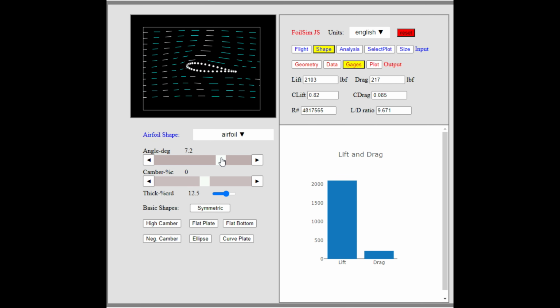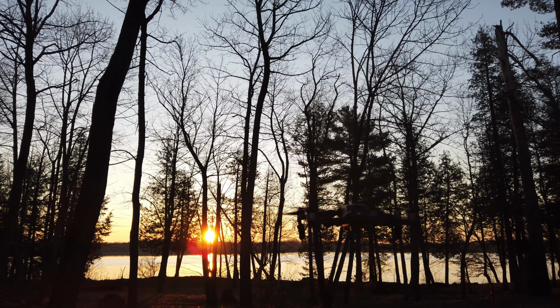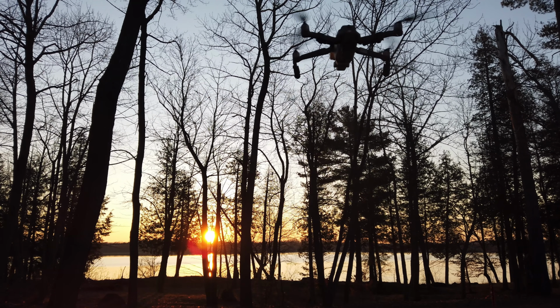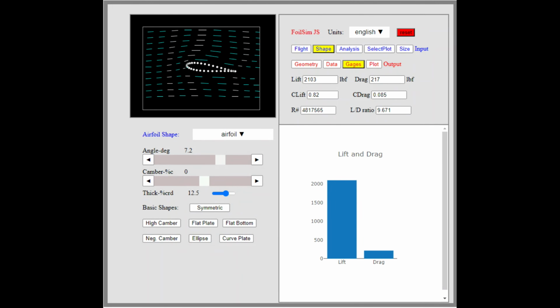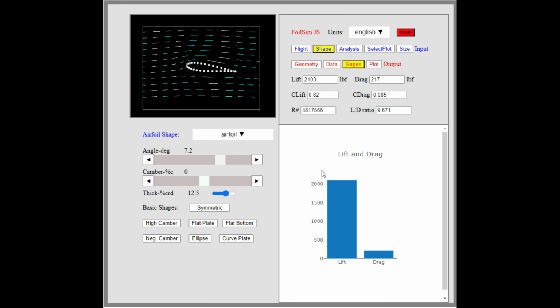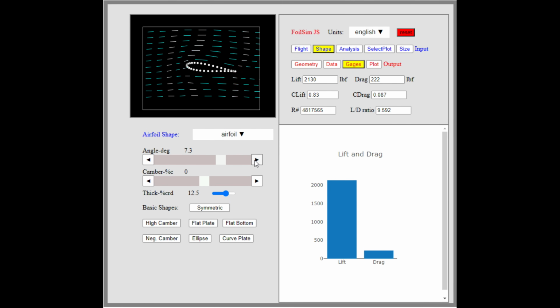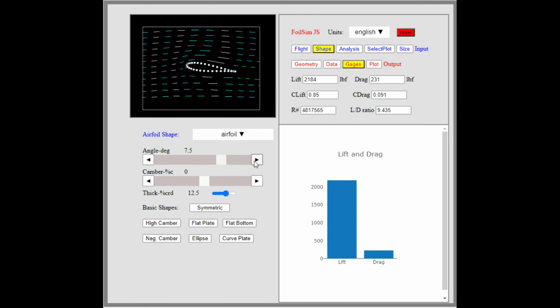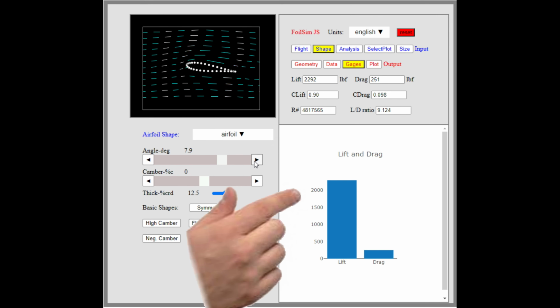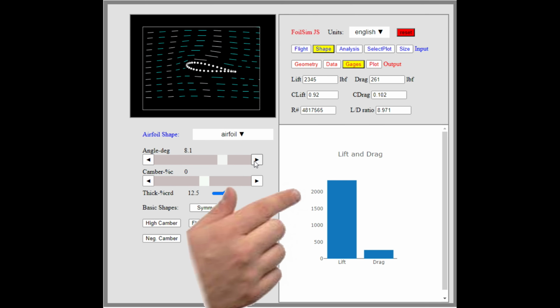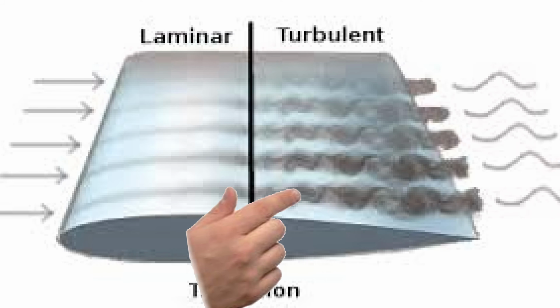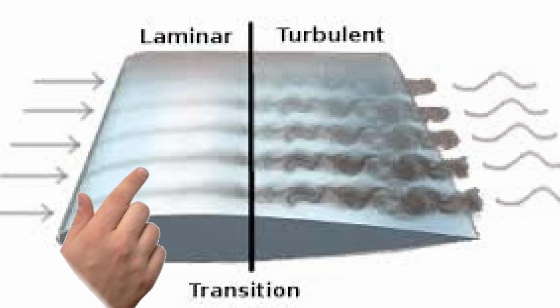Okay, that's a lot to take in. So if you want to pause the video and go fly your drone, now's a good time to do it. Okay, now that you're back, let's cover a few more important points to understand. First, let's understand what happens as you increase the angle of attack. Aha, the lift increases. And it will continue to increase as long as the air sticks to the curve of the top of the wing.